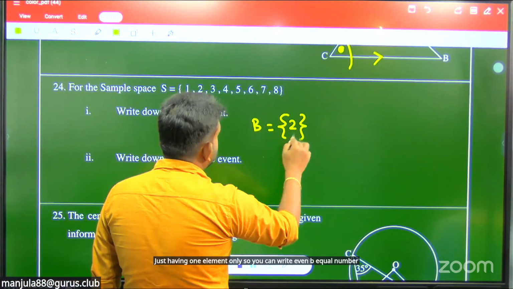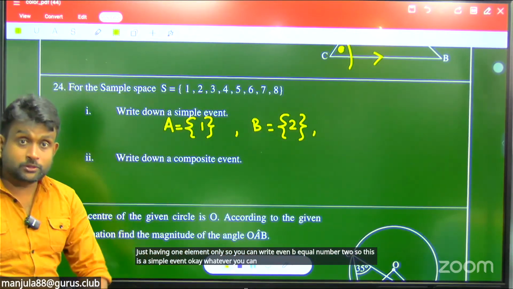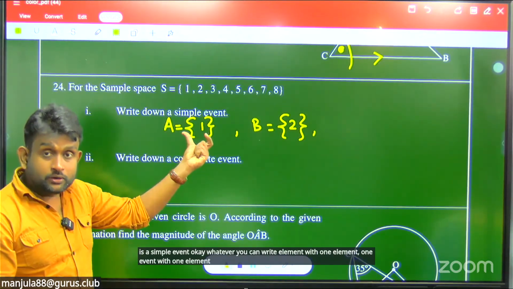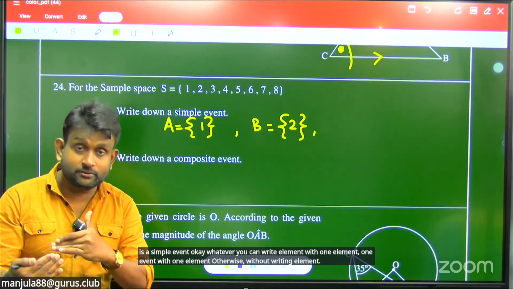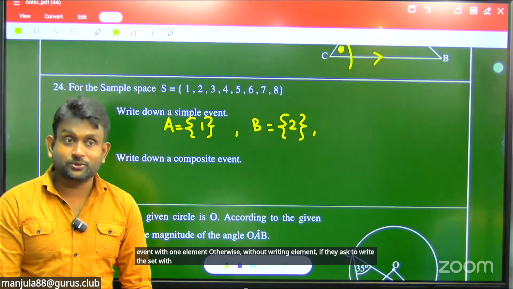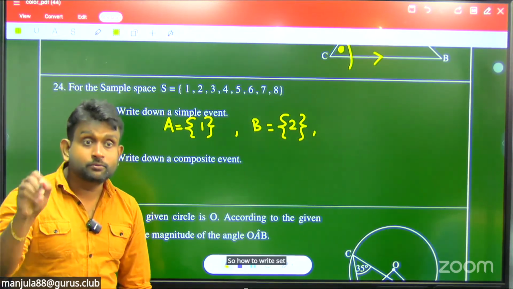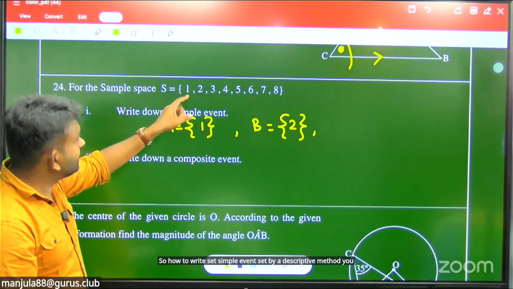So this is a simple event. Whatever you can write, one event with one element. Or otherwise, without writing the element, if they ask to write the set with the descriptive method. So how do you write a simple event set by a descriptive method, having one element?